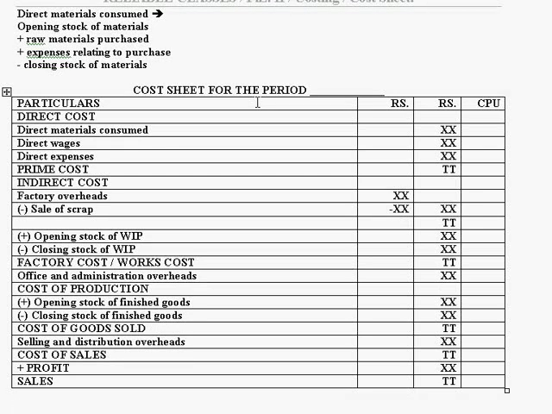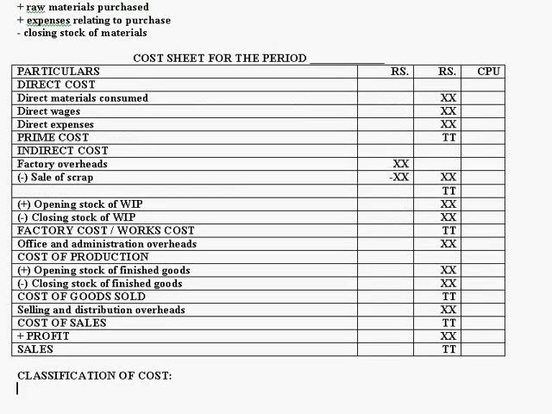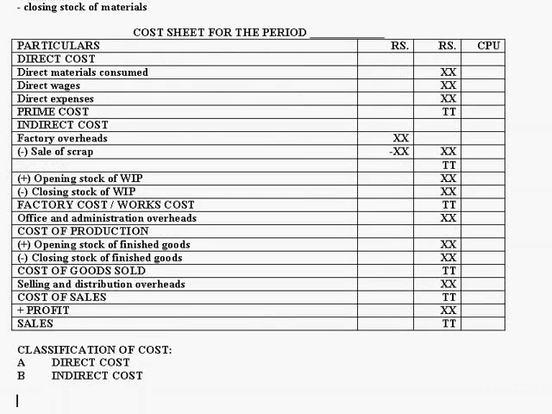Below, write down classification of cost. A. Direct cost and B. Indirect cost. A. Direct cost.